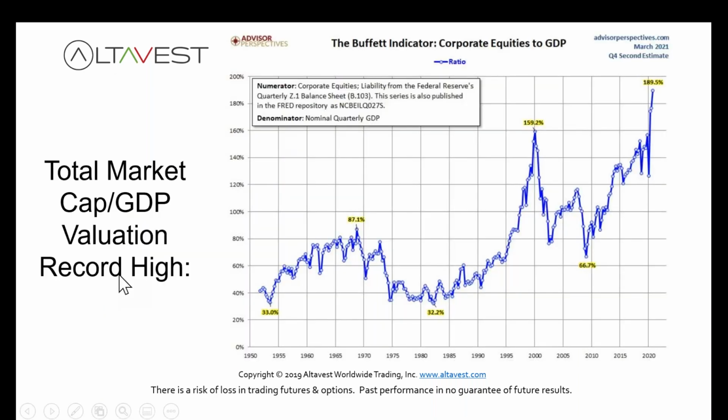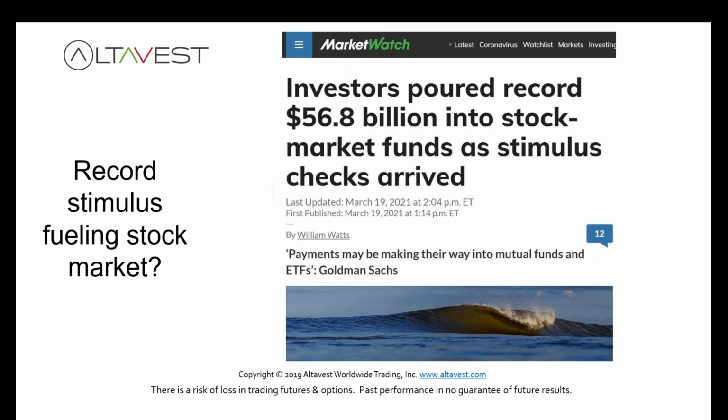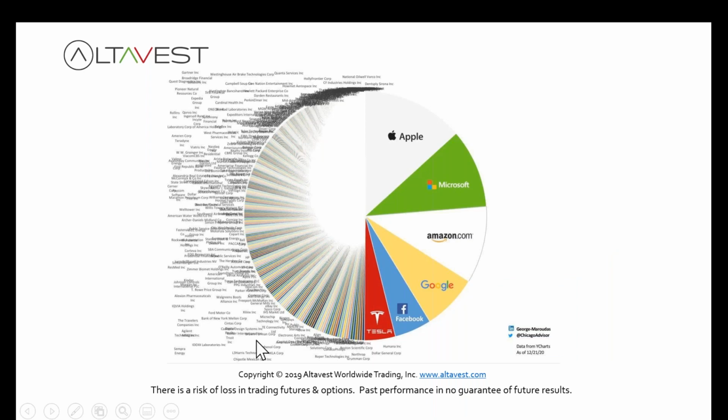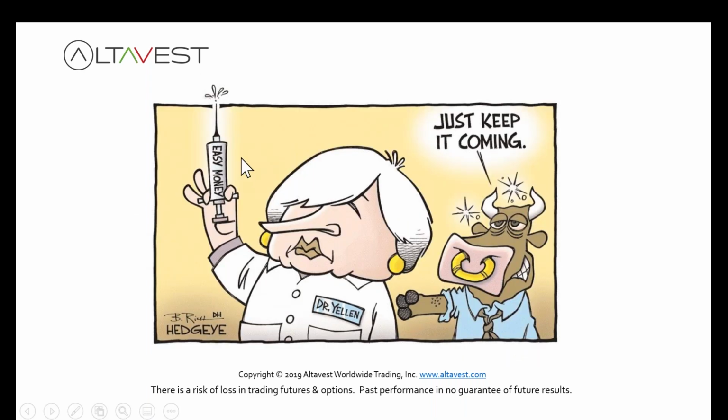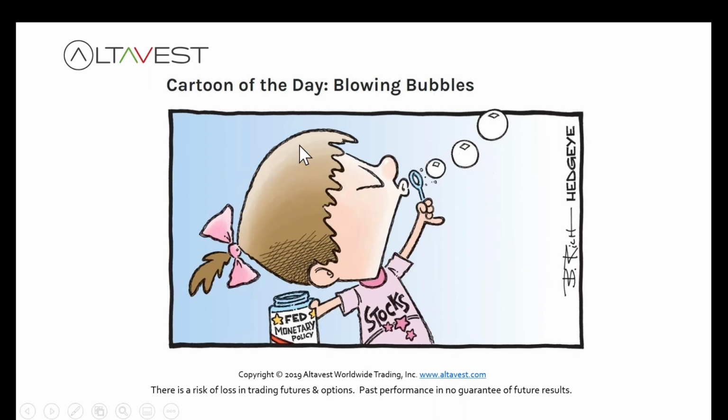Look at this, total market cap to GDP valuation at record highs. This is actually just of this month. So I don't know, are we chasing a bull market? Maybe, maybe not. It could certainly keep going with the way the Fed works, just pumping liquidity into the market. Record stimulus is fueling stock markets. 58 billion poured into the stock market. So really, you have the S&P 500, which is really the S&P 6. That's pretty amazing there. That chart is a couple months old, but I don't think it's really changed a whole lot. Probably worse. So just keep it coming, Dr. Yellen, the easy money and the Fed monetary policy.